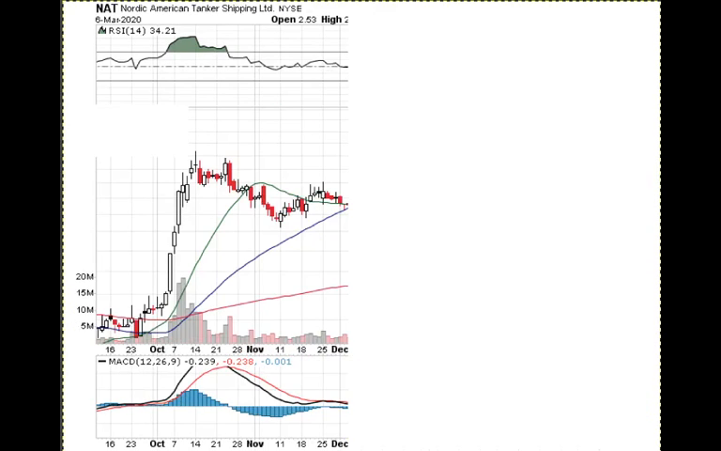In this example, it was moving sideways before moving up very nicely, before pulling back and then moving upwards a bit before moving down a bit. Pause the video and predict the outcome of this stock.